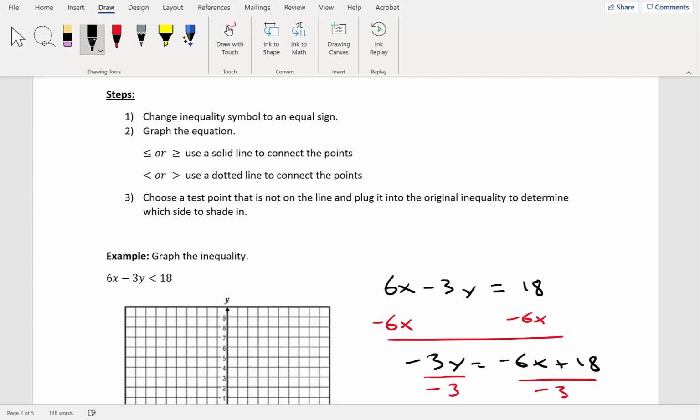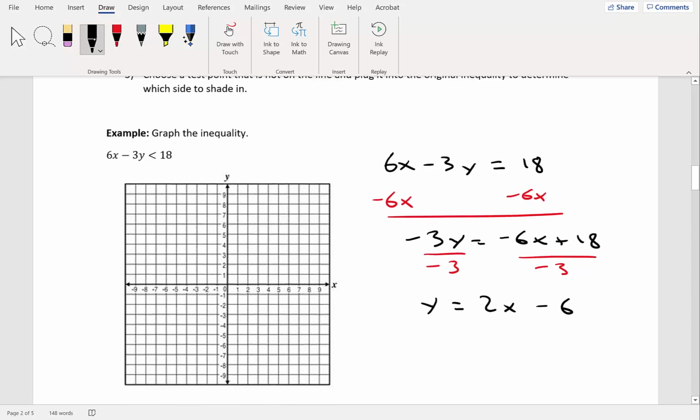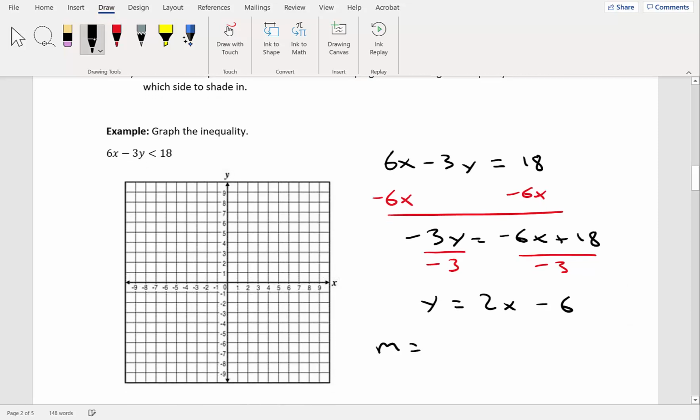Next step, to get y by itself, divide both sides by negative 3. We get y is equal to 2x minus 6. And now we can go ahead and use our slope and y-intercept to graph it. So we have m is equal to 2. This is our slope. And our y-intercept is (0, negative 6).